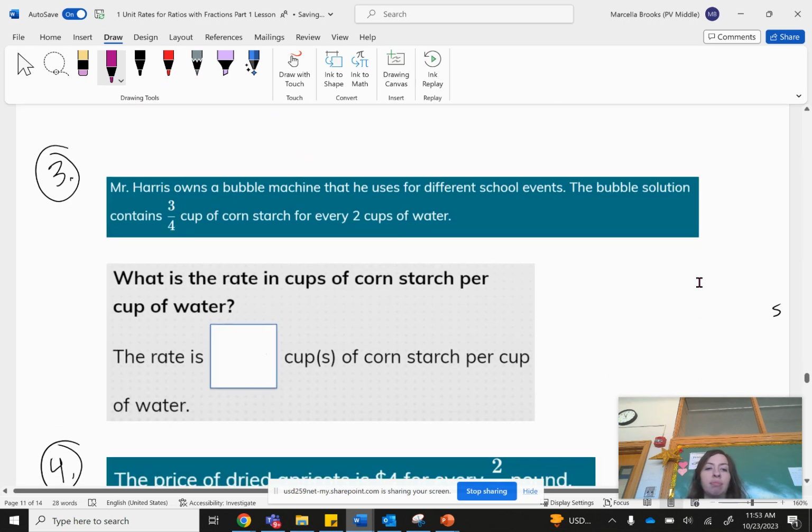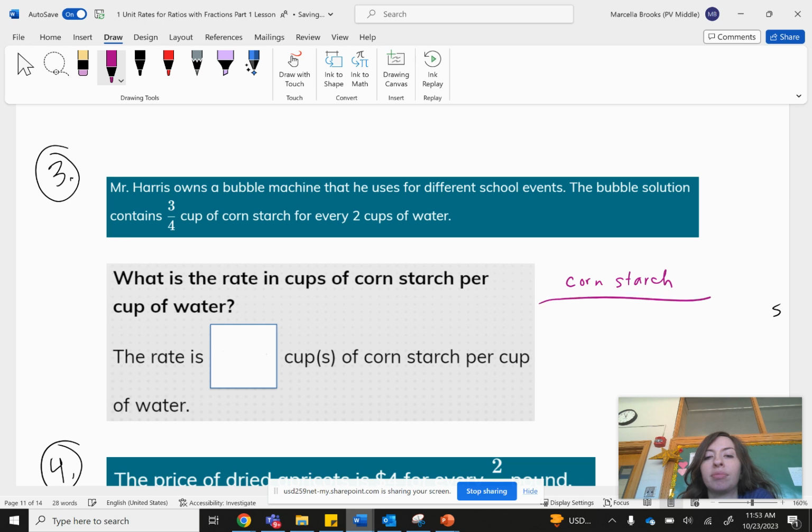Number 3, Mr. Harris owns a bubble machine that he uses for different school events. The bubble solution contains 3/4 a cup of cornstarch for every 2 cups of water. What is the rate in cups of cornstarch per cup of water? So we're doing cornstarch on top because it says cornstarch per cup of water, and cup of water on bottom, I'm sorry. So plug your numbers in and then solve to find the rate.